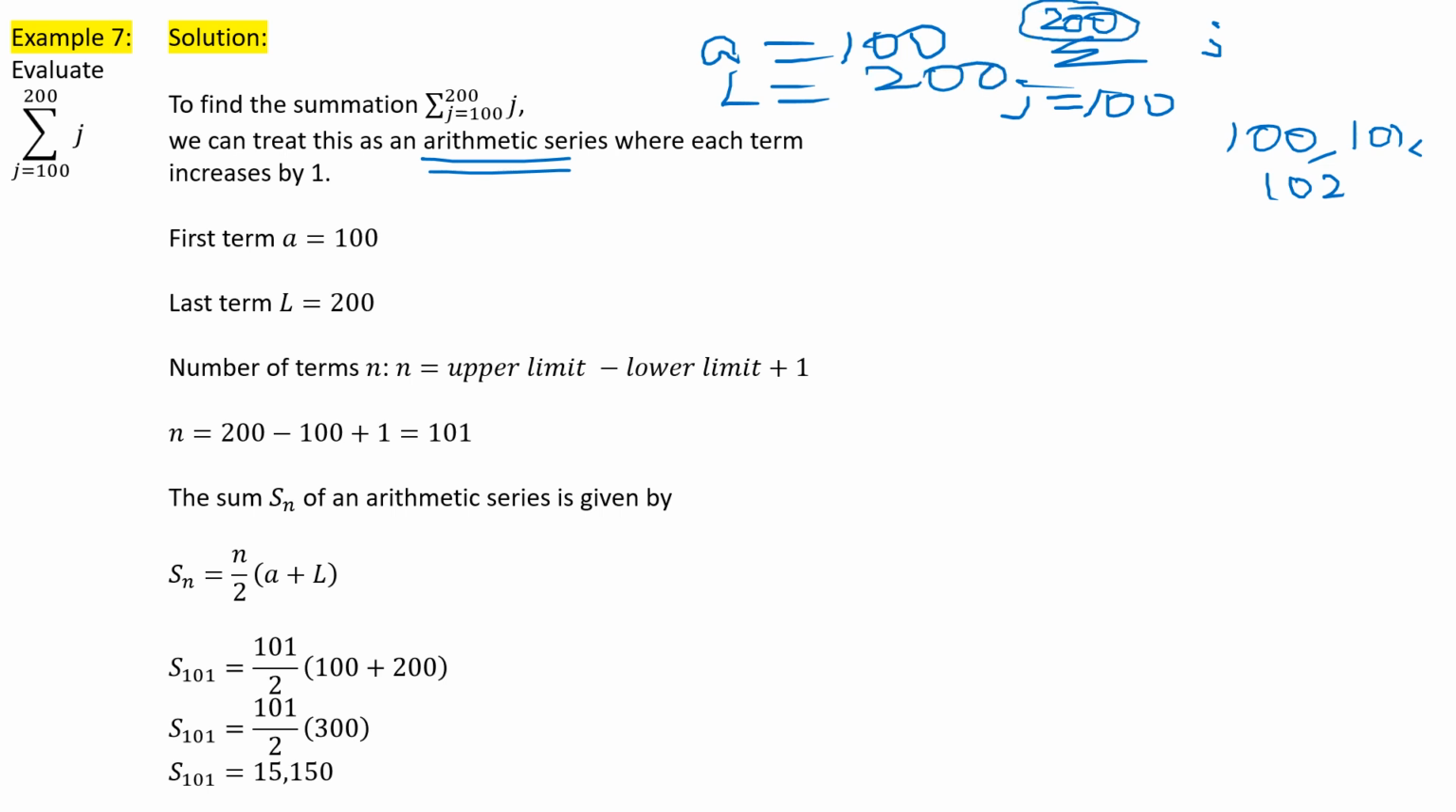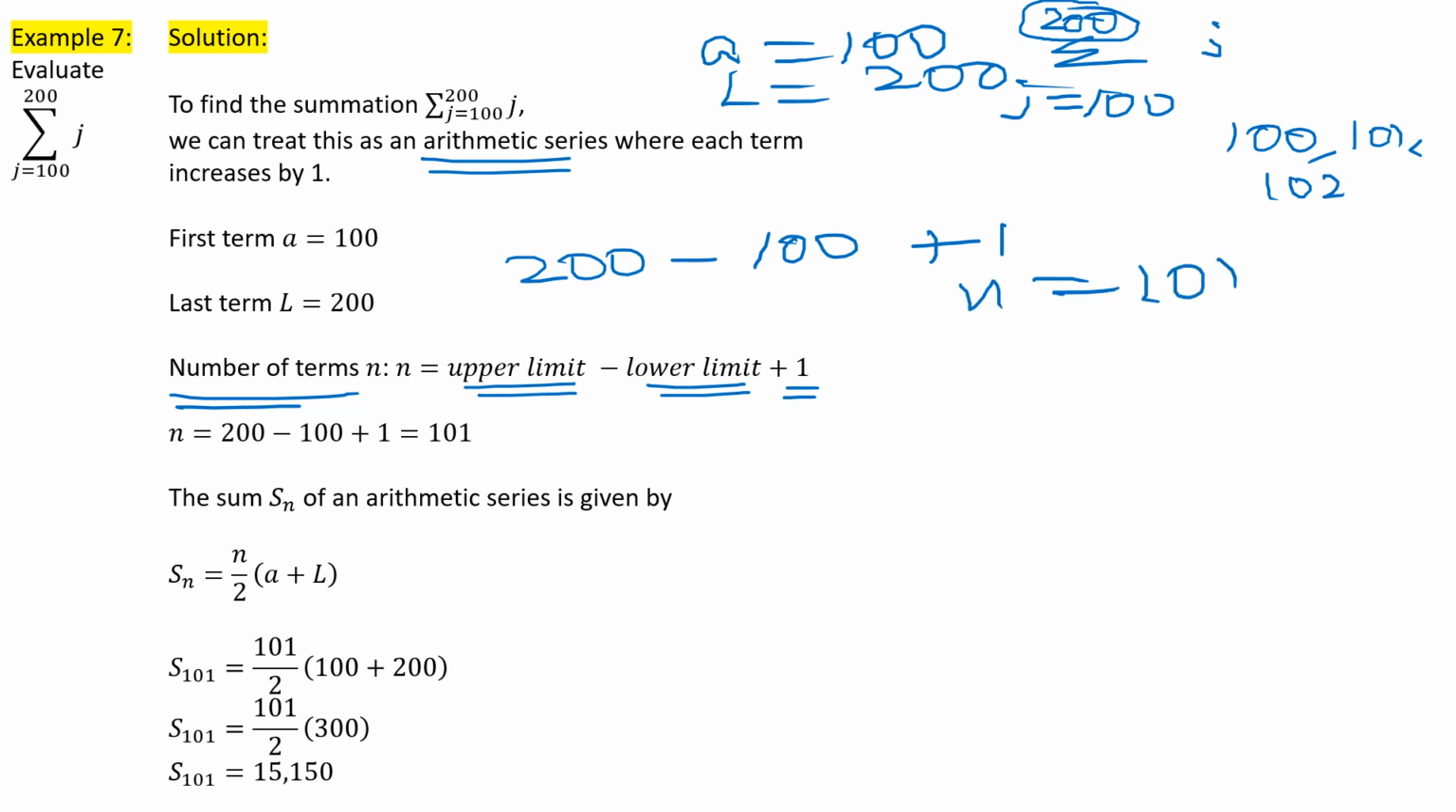So how do I find the number of terms? The number of terms is nothing but upper limit minus lower limit plus 1. So here the upper limit is 200 minus the lower limit 100. Then I have to add plus 1. So we will come to know n equal to 101.